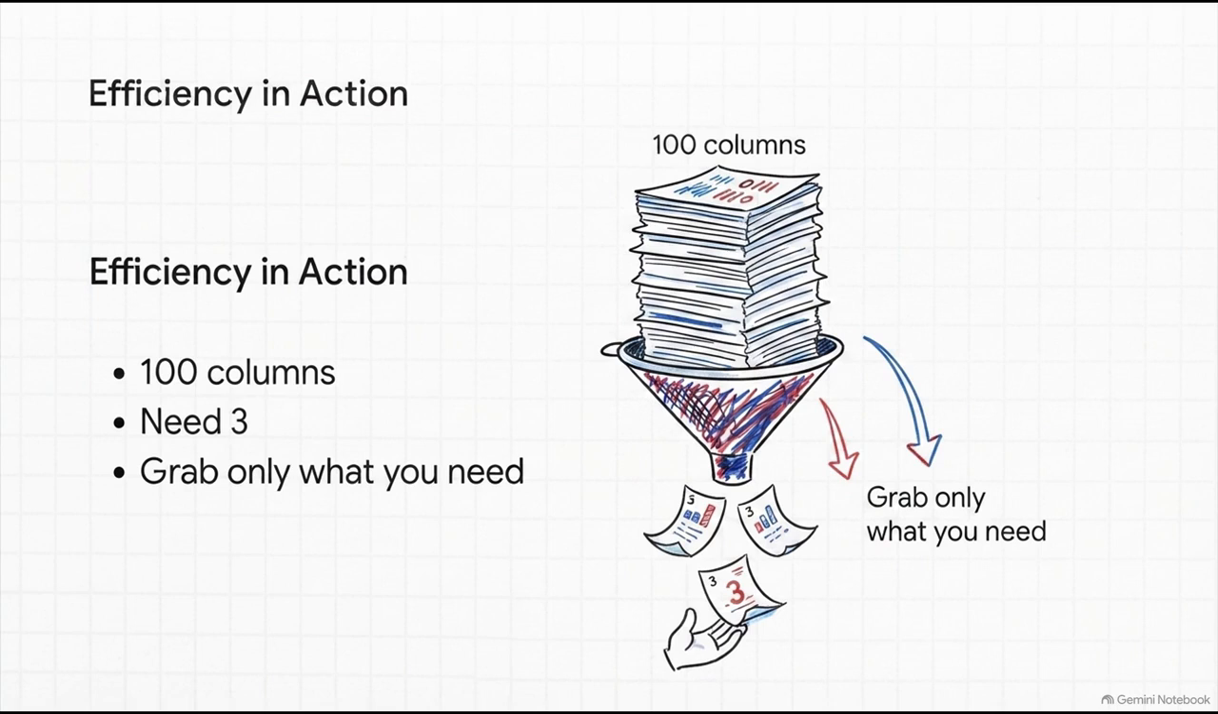Imagine you've got this massive data set with 100 different columns, but your specific analysis only cares about 3 of them: customer ID, revenue, and city. If you're using a row-based format, the system literally has to scan through all 100 columns just to find those 3. But with Parquet, your system can just pluck out those specific columns and completely ignore the rest. It saves an unbelievable amount of processing power and time.